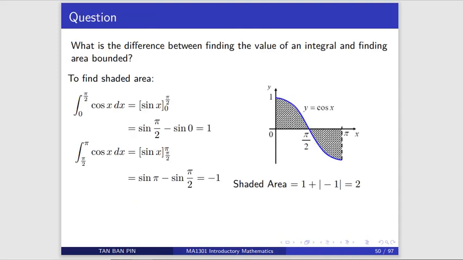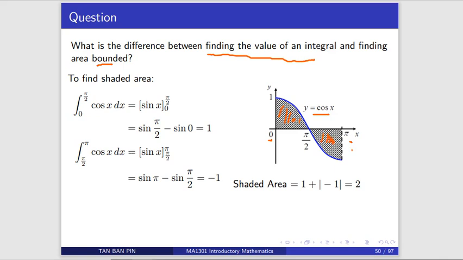So to answer the question, if you consider the cosine curve, y equals cosine x from 0 to pi, and you want to find the area bounded by the cosine curve and the x-axis, then you will find that you have to break it up into two parts, because one part is above the x-axis, and one part is below the x-axis.